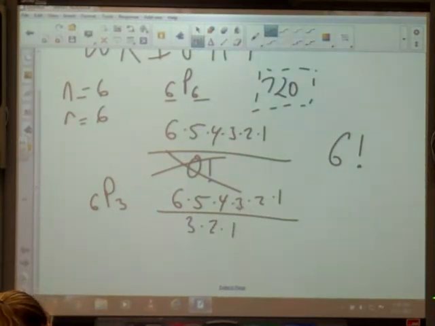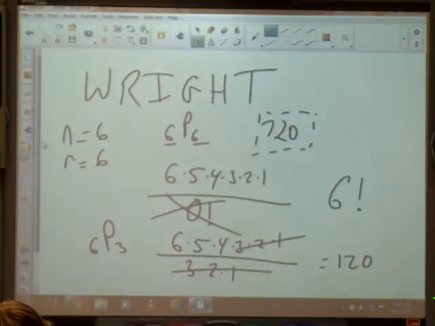Can we go back to the one before? How is it permutation? Because if I put W R and then I switched it to R W, that's a different order. Oh yeah, you got it.